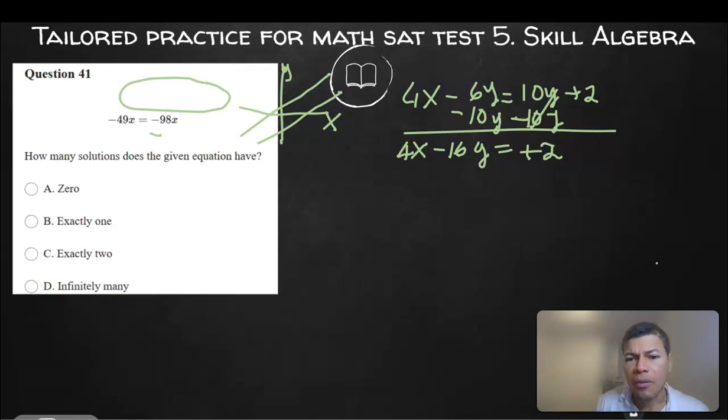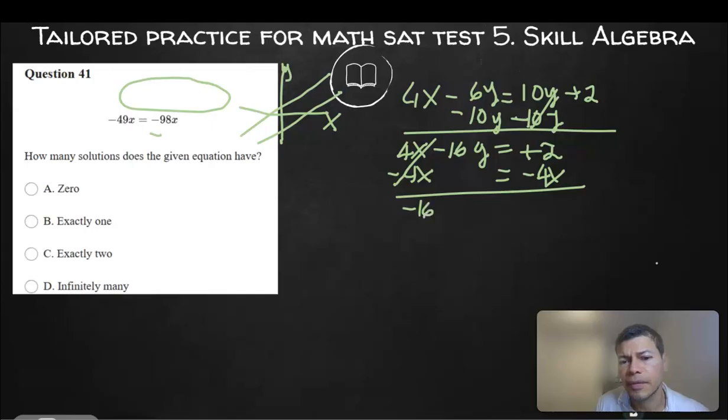Now I need to get rid of the 4x, so I'm going to subtract 4x on both sides, because what I do on one side, I have to do exactly on the other side. Let's see what is left. They cancel each other out, so we have negative 16y equals negative 4x plus 2.